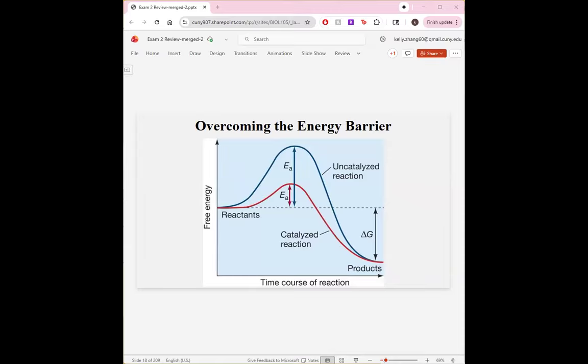A catalyst is any substance that speeds up a chemical reaction without itself being used up or being permanently altered. So it's like a two-part definition. One, speeds up the chemical reaction. Two, it's not used up in that process. It does not change the magnitude of free energy difference between the reactants and products, and it does not affect the final equilibrium. It only changes the reaction rate.